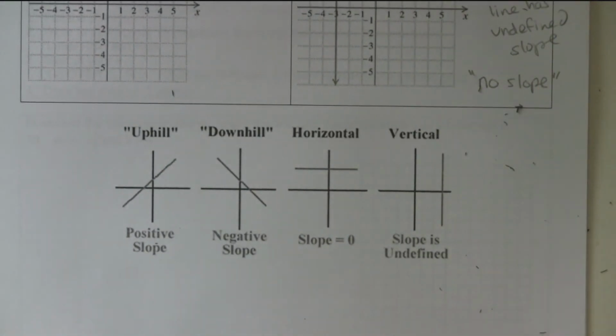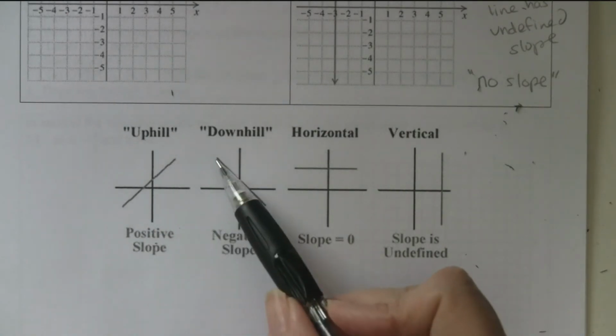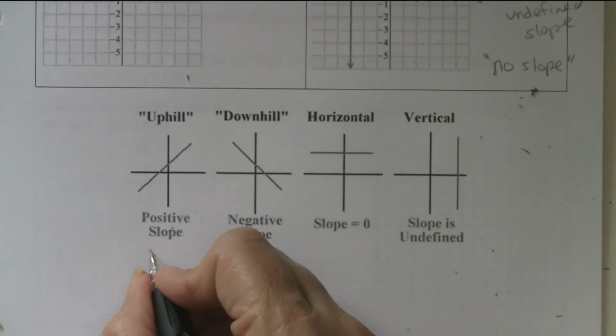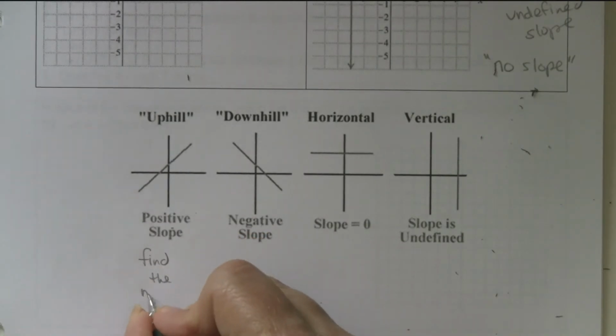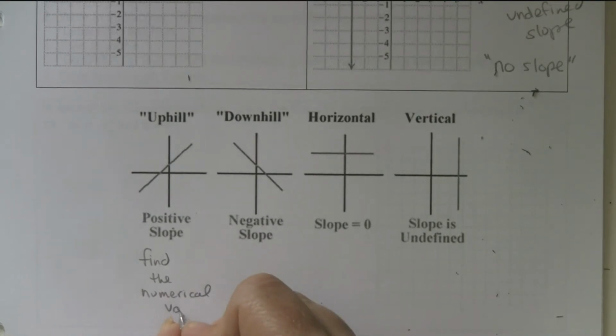Now, this is just something I got off the internet, and I think it's really lovely. When it's going uphill, it has positive slope. When it's going downhill, it has negative slope. And you need to find the numerical value for both of these.